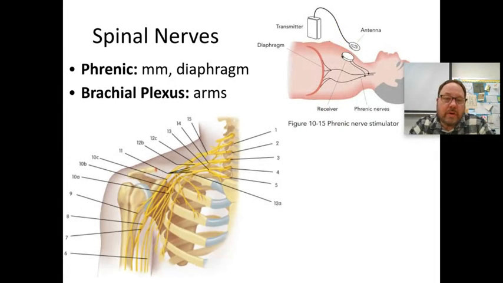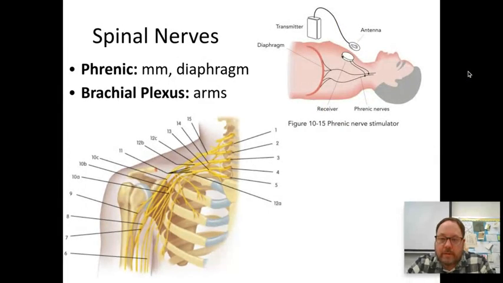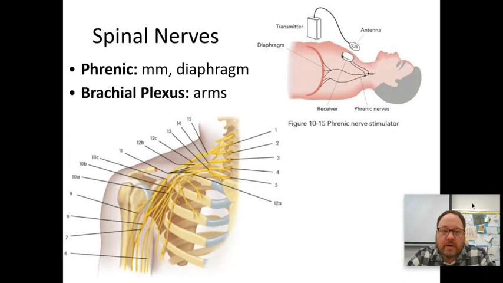Okay, let's end with spinal nerves. These are the nerves that branch off the spine. There is one important nerve that we'll mention. It's the phrenic nerve. The phrenic nerve branches off in your neck, and then it runs down to your diaphragm, so it helps actually control your breathing. So that's a really important nerve for breathing.